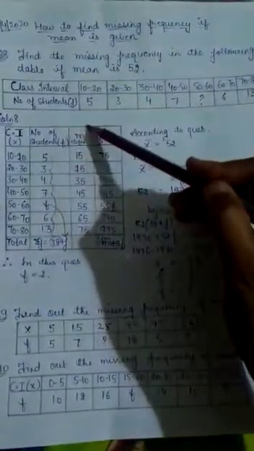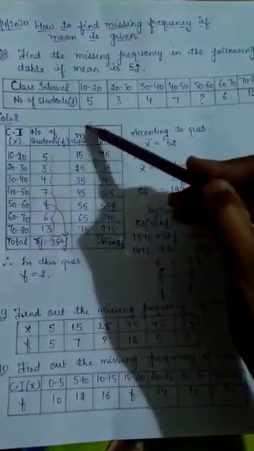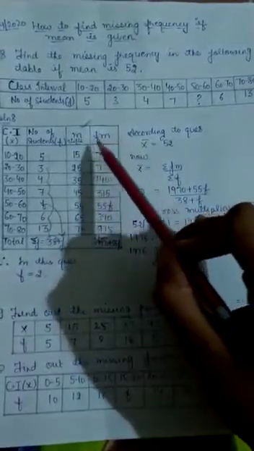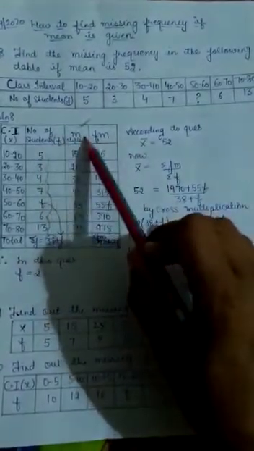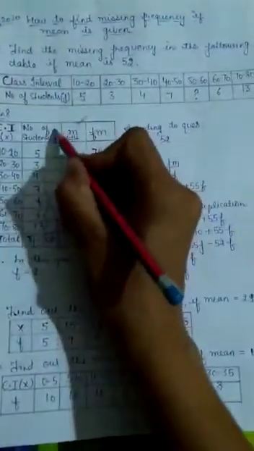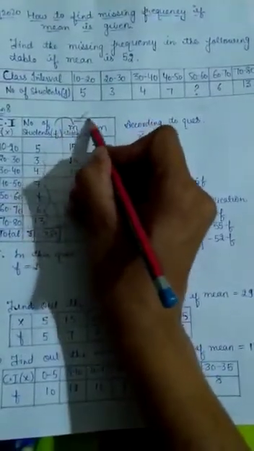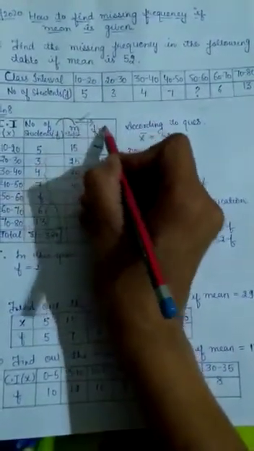Whenever you get a question of mean and the class interval is given, it is necessary to find this M. It is very necessary to find M. Now FM, I have already told you what FM is. It is just the multiplication of the F column and the M column. So F into M will give you this answer.